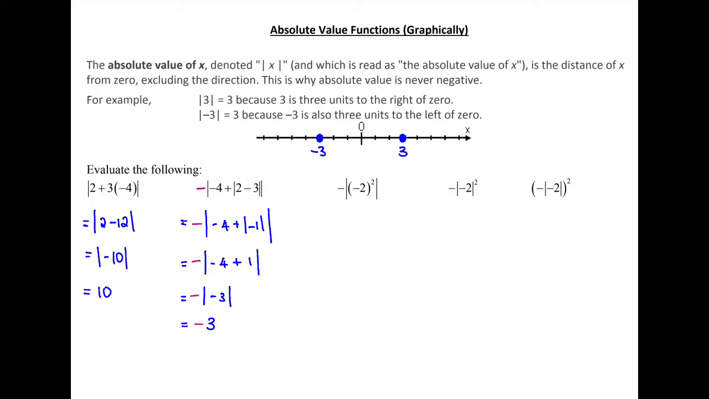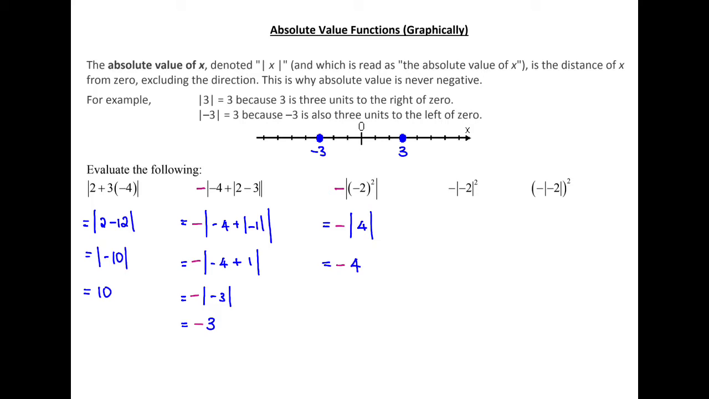Next question. Once again, let's highlight the negative sign in front of the absolute sign. Then we know inside the absolute, negative 2 whole thing squared is 4. So we have negative absolute of 4, which is negative 4. That means our answer will be negative 4.